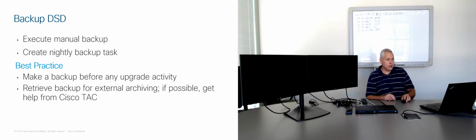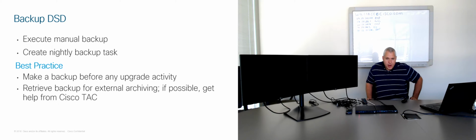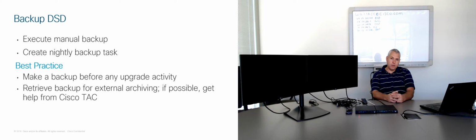Backing up DSD. We're going to execute a manual backup right before our upgrade, and then we're going to create a nightly backup task. That way the server will back itself up automatically. Best practice, if you're going to upgrade, is to make this backup. Otherwise, if for some reason the upgrade doesn't go so well, you have a way to go back to where you were prior to the upgrade. The backup file contains everything that you need to restore Cisco Vision back to its previous state.